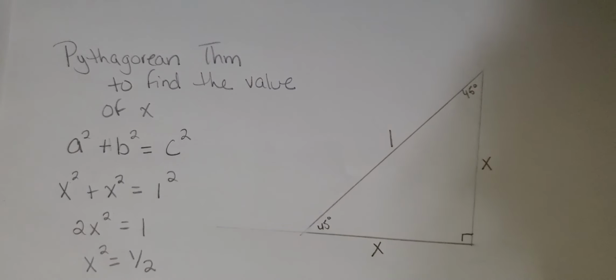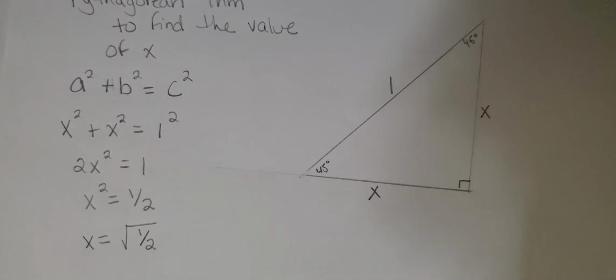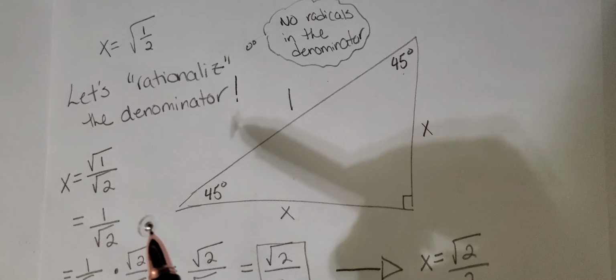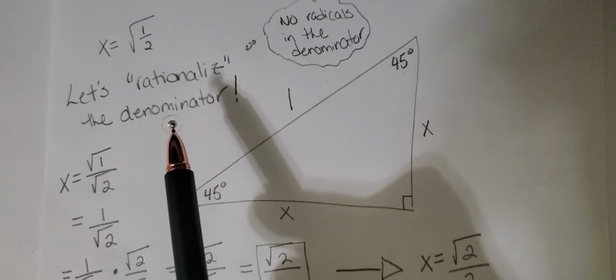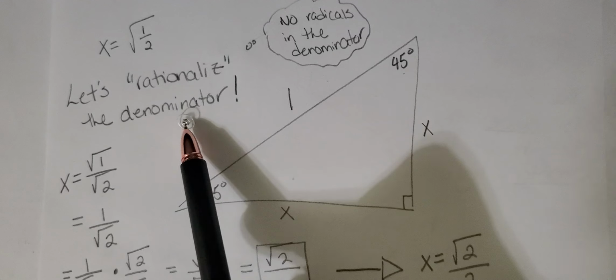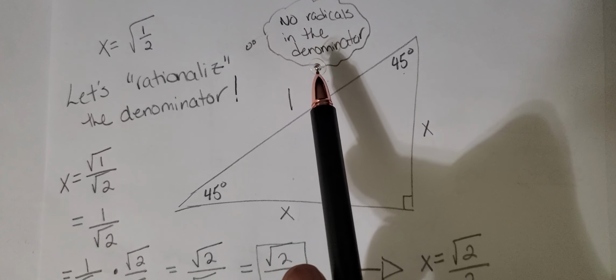And to figure out just the value of x, we would then take the square root of both sides, and we would get that x is equal to the square root of 1/2. However, we cannot leave it there. So what we do is rationalize the denominator. In rationalizing the denominator, it means that we want no radicals to be in the denominator.